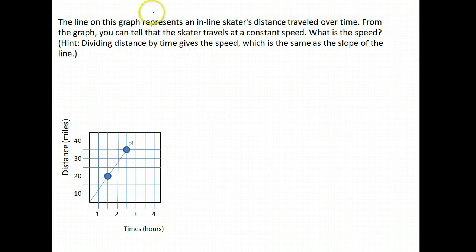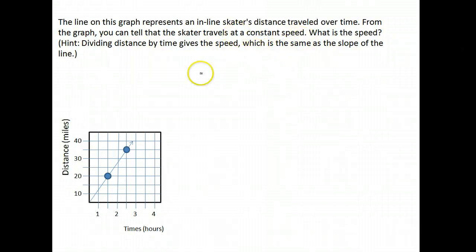Okay, here we have an example of an inline skater's distance traveled over time. Okay, from the graph, can you tell that the skater's travel is at a constant speed? We can, because notice there's no changes in this line. It's constantly going at the same rate. Okay, dividing distance by time gives the speed, which is the same as the slope of the line.